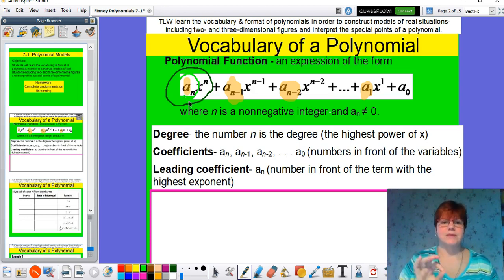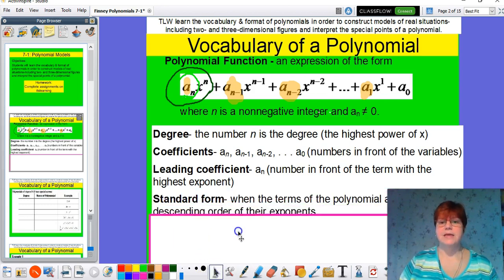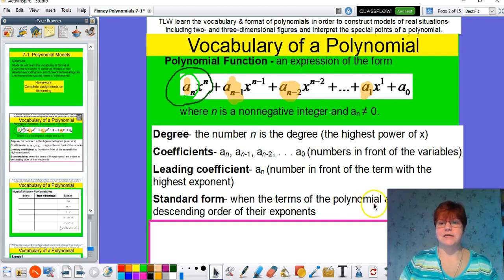So in order for it to be the leading coefficient being the number that's in front of the whole polynomial, you need to rewrite it in descending order of exponents, which we'll talk about in a moment, which is standard form. Standard form is when you are writing your exponents in descending order of exponents.